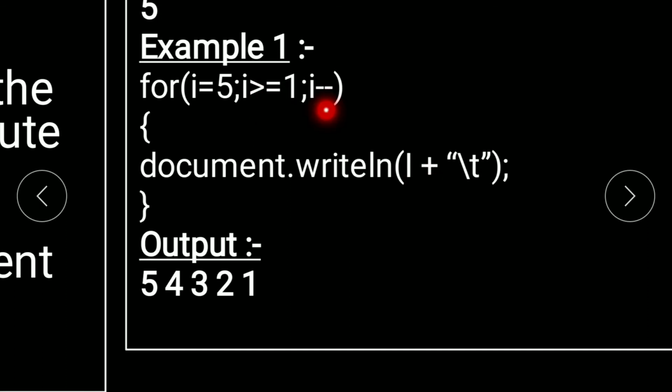Then control goes to the iteration. Then value of i is 1. It checks that i is greater than or equal to 1. Yes, it is equal to 1. Then it prints value of i, that is 1. Then i becomes 0 now. So is 0 greater than or equal to 1 true? No. That time your condition will become false and your control goes out of the for loop. That is the execution of the for loop.